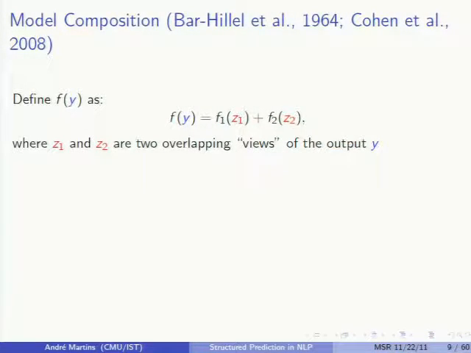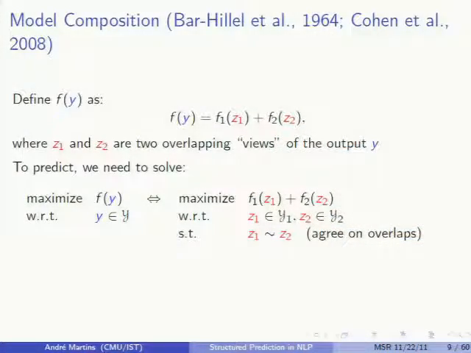A technique that is used quite often to increase the expressive power of models like these is to combine two models. I'm being very informal here, but suppose that I have two views of the output Y, which I'm calling Z1 and Z2. And I have two different score functions, one for each of the views. I just define the score of a parse tree as the sum of these two individual scores. But I assume that Z1 and Z2 are two overlapping views, in the sense that, we are going to see what this means later.